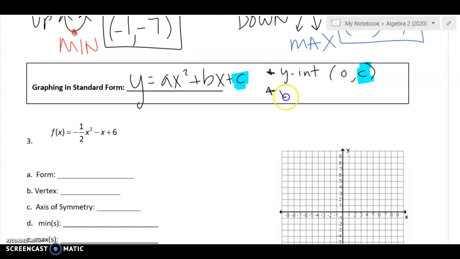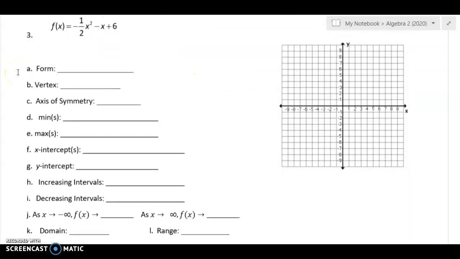The other thing that we're going to do is this is going to help get our vertex. So we're going to use this equation, x equals negative b over 2a. And let me highlight, b is the number on the inside, kind of in the middle, and a is the number from the front. So I highlighted those yellow and green so you can see where those go. Okay, we're going to use that x equals negative b over 2a, and I'll show you how right now in this example. So here's my example, negative 1/2 x squared minus x plus 6. It wants to know first what form this is in. This looks just like the form we just talked about, which is standard form.